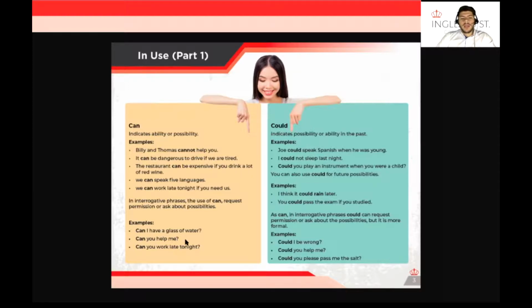Something else that we have to know is that after any modal verb, the next verb, the main verb, is in its simple form. So we never use to. For example, we cannot say it can to be dangerous. That is incorrect. We have to say it can be dangerous. We never use the ing. We never use the past tense, etc. It always goes in the simple form.